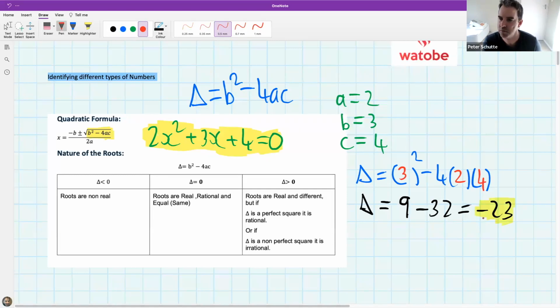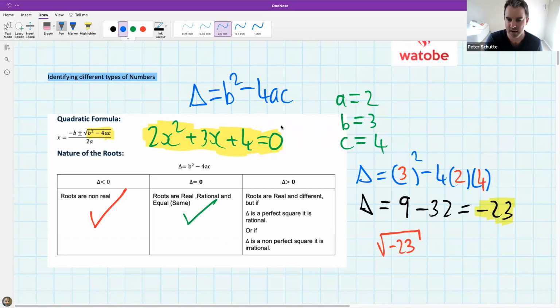Okay, so Tando, Mbali, lots of students are saying I'm in this category over there, and the roots are non-real because inside that square root bracket, I would have a minus 23. Okay. Now, if delta had ended up being 0, so if delta was a 0, I would have been in this category. And we would say the roots are real, rational, and equal.